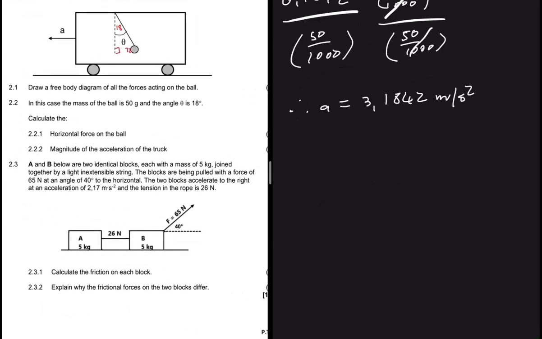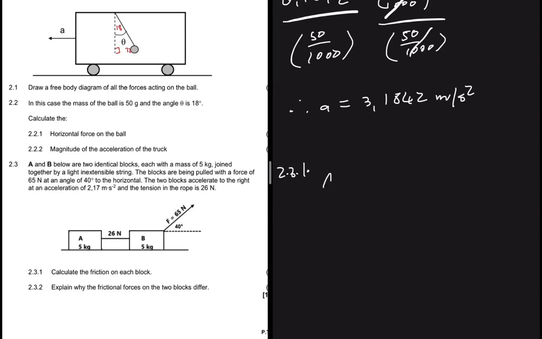2.3. A and B below are two identical blocks, each with a mass of 5 kgs, joined together by a light inextensible string. The blocks are being pulled with a force of 65 newtons at an angle of 40 degrees to the horizontal. As we can see, the two blocks accelerate to the right at an acceleration of 2.17 meters per second squared, and the tension in the rope is 26 newtons. Right, and then 2.3.1. Let's look at what the question says. Calculate the friction on each block.